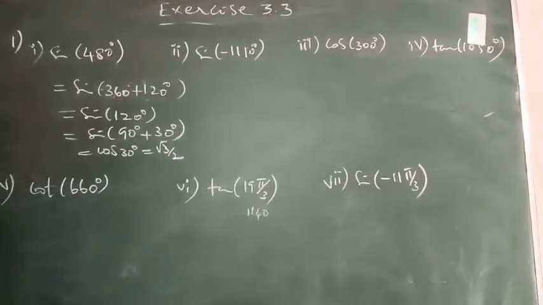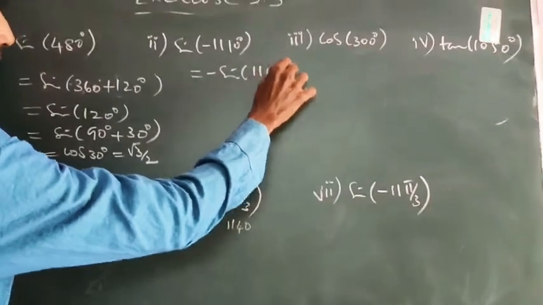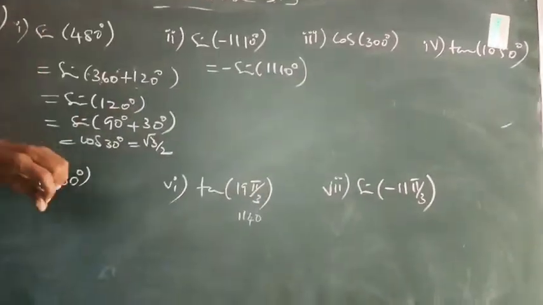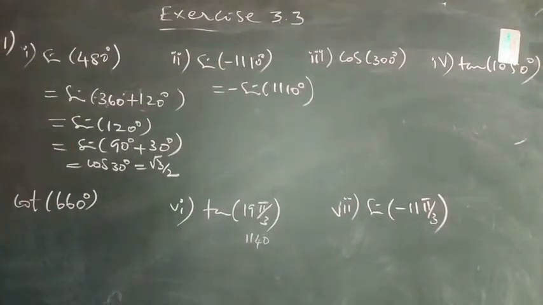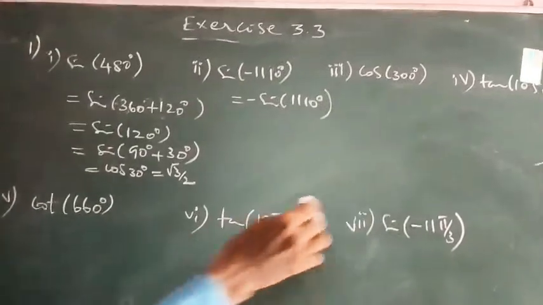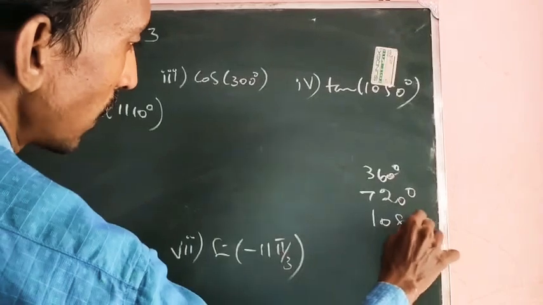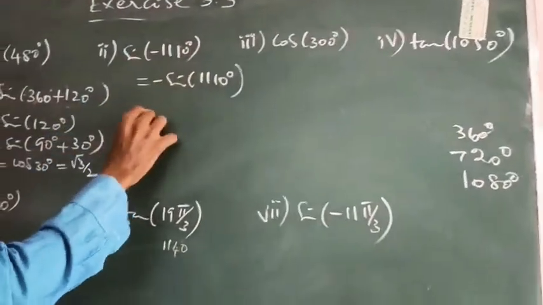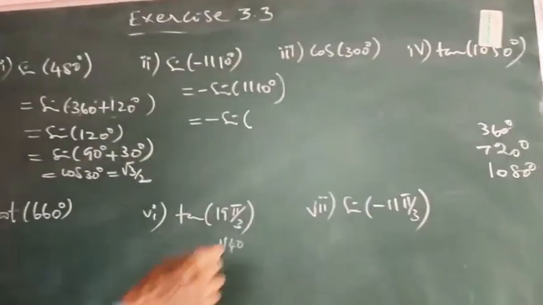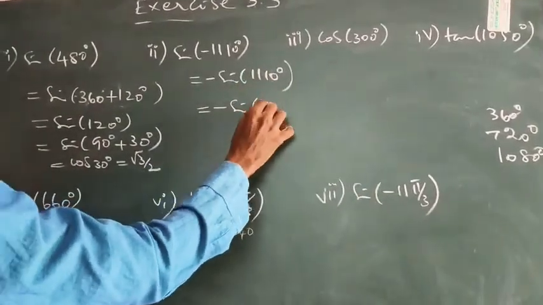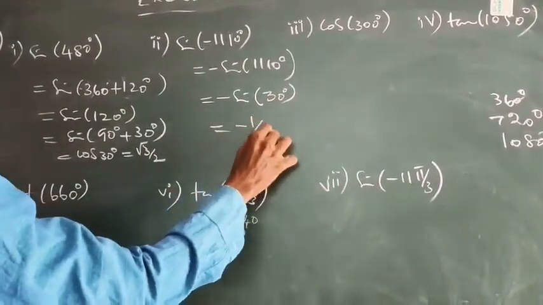Okay, next one, sine of minus theta is minus sine theta. Now how many complete rotations are present? 360, then the next complete rotation 720, then the next, 1080. Just leave those values and write the remaining. That is the easy way. So 1080, what is remaining? 30. So the value is 1 by 2.